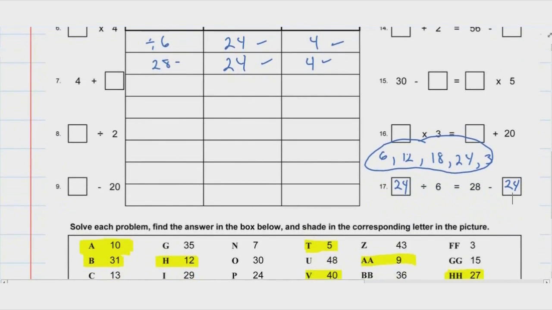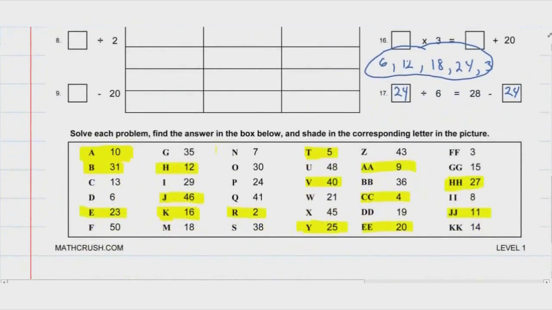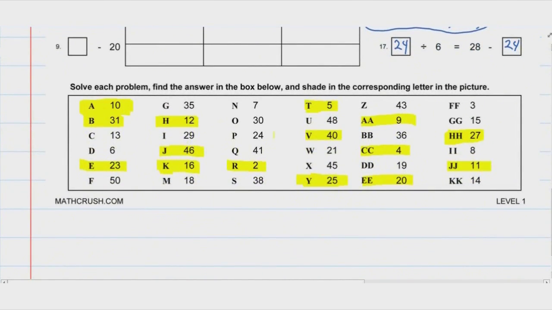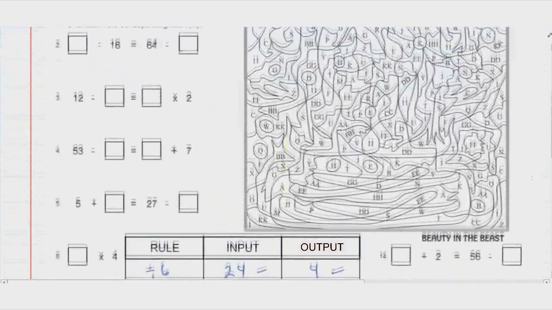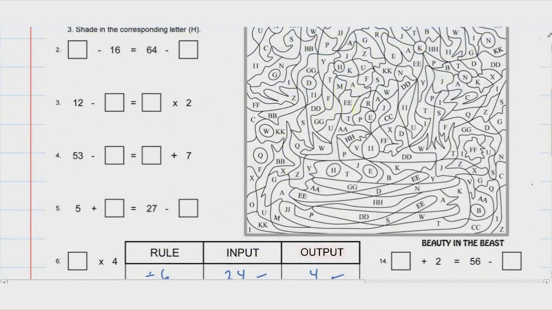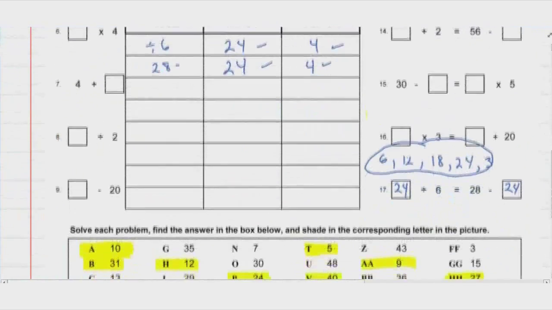So we find 24 in our box. 24, 24, 24, 24 is P. All right, so we find P up in the picture and we shade in P. All right, we're all done.